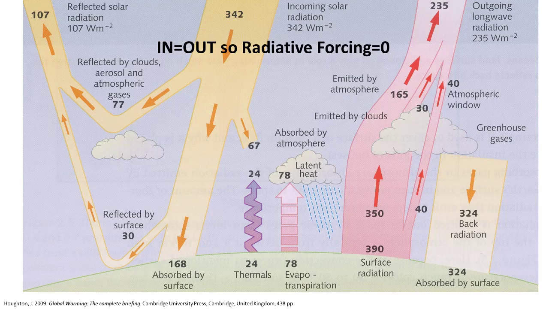When we look at it in its entirety, the incoming 342 is actually equal to the outgoing reflected 107 plus the outgoing long wave radiation 235. And this difference between incoming and the final amount that leaves the Earth atmosphere system, we call that radiative forcing. And so the net radiative forcing is zero as long as we average over a year.